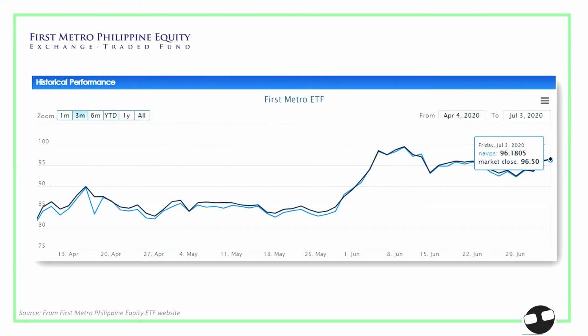And if you're going to look closely at the line graph, makikita mo yung black line, which is the performance of the PSEi, and the blue line, which is the performance of the ETF. They are very much the same. And halos lahat ng data points dito sa chart, they're actually mirroring each other. So this ETF is an index tracker, so it completely tracks the performance of the PSEi.